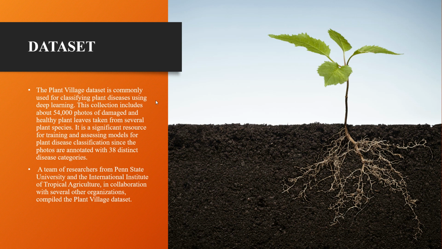Now I am going to continue with the dataset. In general, the PlantVillage dataset is commonly used for classifying plant disease using deep learning. This collection includes about 54,000 photos of damaged and healthy plant leaves taken from several plant species. It is a significant resource for training and evaluating models for plant disease classification, since the photos are annotated with 38 distinct disease categories. A team of researchers from Penn State University and the International Institute of Tropical Agriculture, in collaboration with several other organizations, completed the PlantVillage dataset.